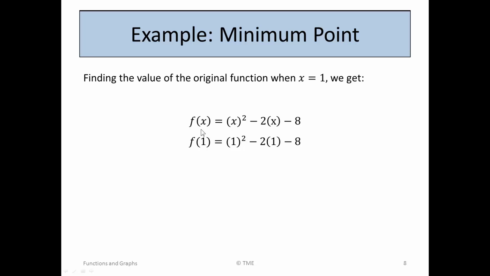So the original function was f(x) = x squared minus 2x minus 8. And substituting in the value of 1, we get 1 squared minus 2 times 1 minus 8. Doing the arithmetic, 1 squared is 1, minus 2 by 1 is minus 2, and the minus 8 transfers down. And 1 minus 2 gives minus 1, minus 8 gives minus 9. So when x is 1, the y value, or the f(x), is minus 9. So there's a local minimum at the point (x, y) equal to (1, minus 9).